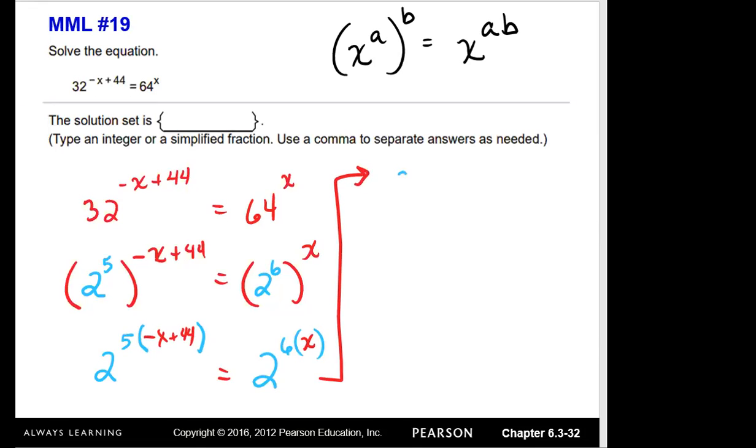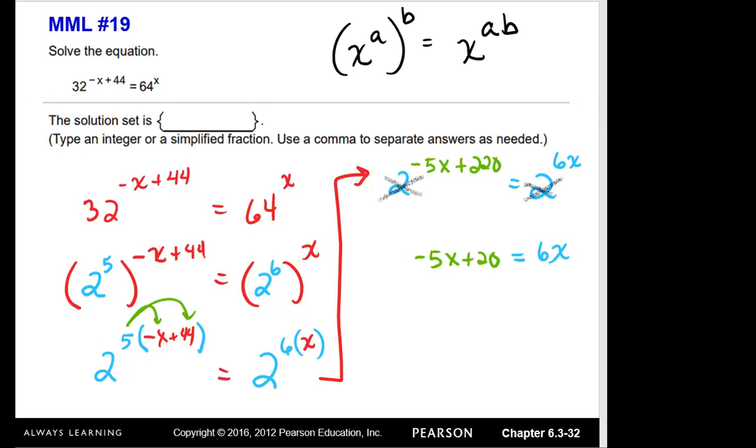So what I really have here is 2 raised to the, and you're going to distribute the 5 here. So that's going to be negative 5x plus 220. And that's going to equal 2 raised to the 6 times x is 6x. And now you can just drop the twos. You can go back to, if you've got an x to the this and it equals an x to the that, this equals the that. So I'm just gonna take the negative 5x plus 20 and set it equal to the 6x. I literally just drop out the twos.